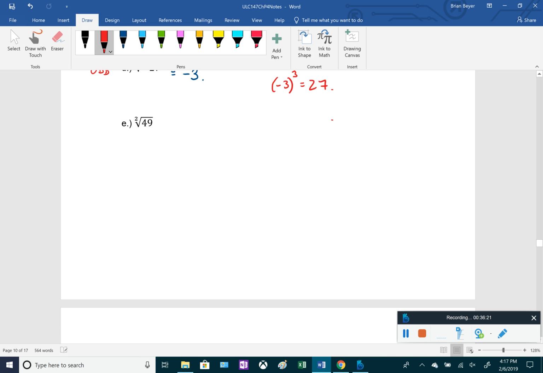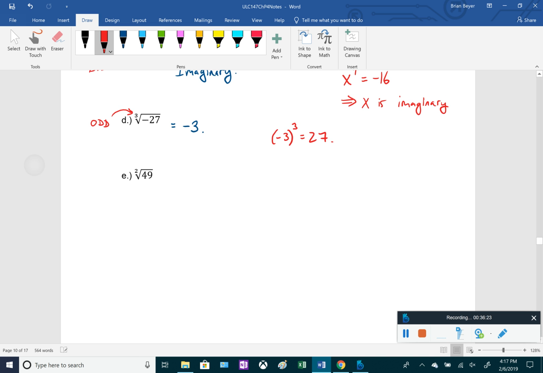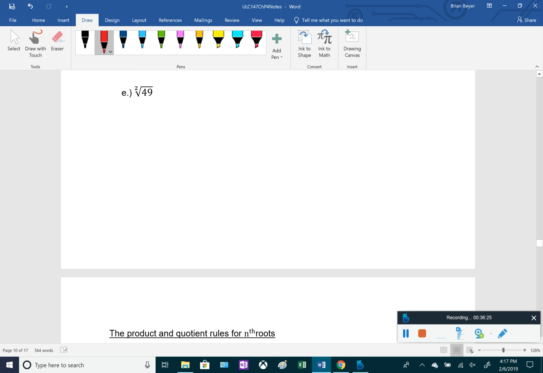And for the last one here, just to see the square root with the 2. So this is the square root of 49, right? The second root of 49 is just the square root of 49. So we hardly ever see it with that 2 written there just because it's so common, so we don't usually write it. The square root of 49 is just 7. And that's because 7 squared equals 49.